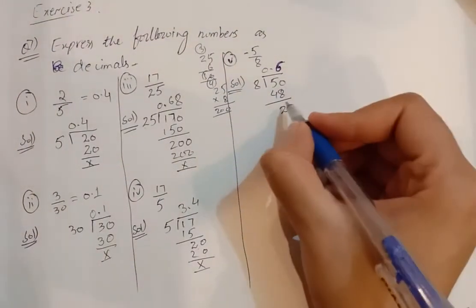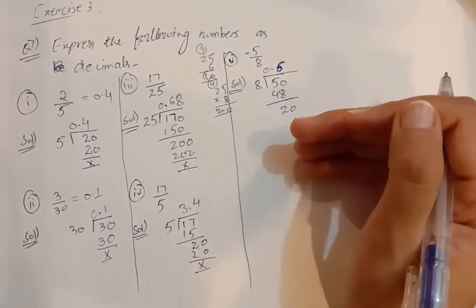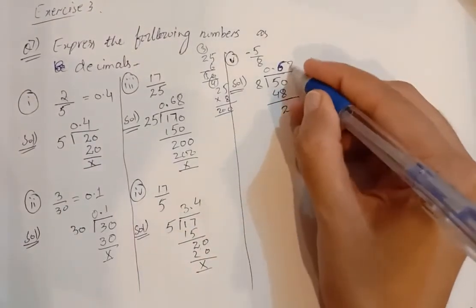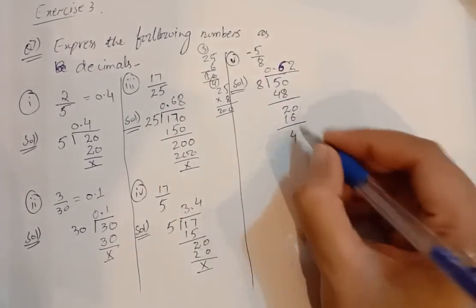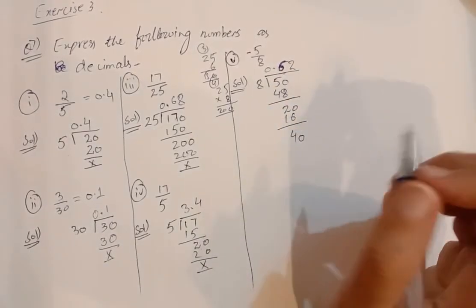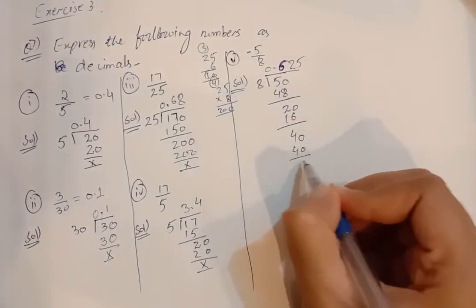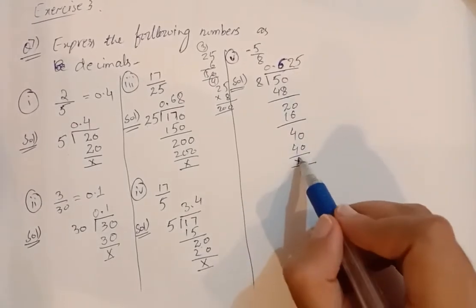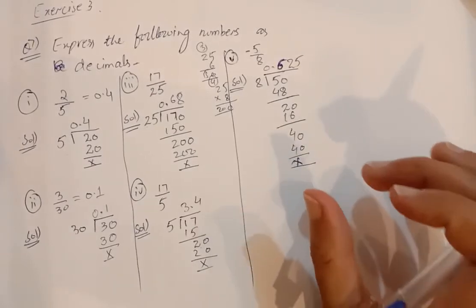So 20 doesn't come in the table of 8. Which number smaller than 20 comes in the table of 8? 8 1s are 8, 8 2s are 16, 17, 18, 19, 20, so 4 is the remainder. Again we put a 0, because after placing a point we can put zeros. Now 8 5s are 40. So this question is solved. We find its answer, and the last digits cancel with each other.